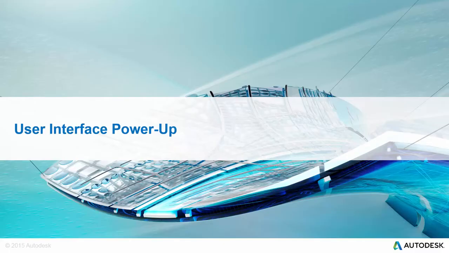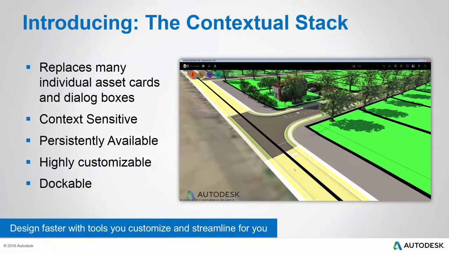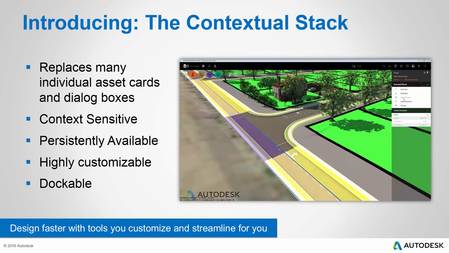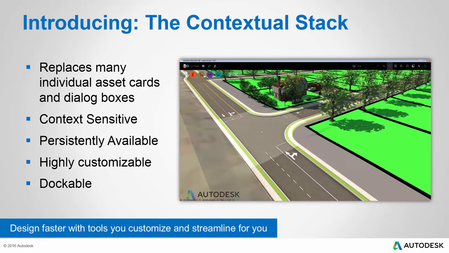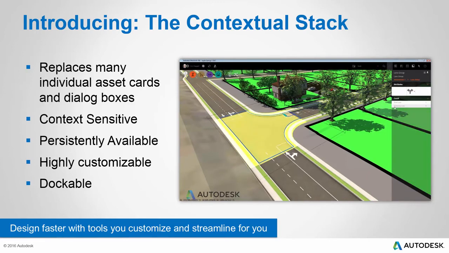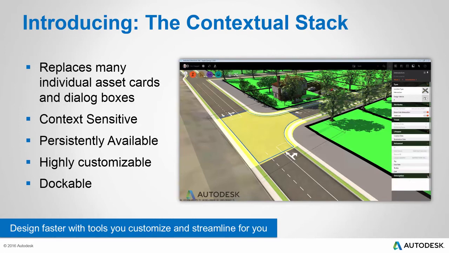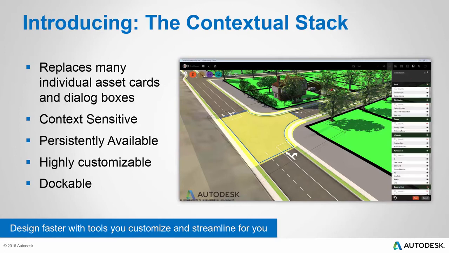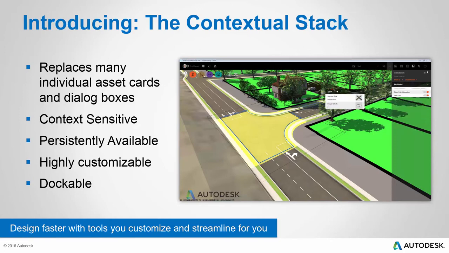Next, let's talk about our user interface power-up. The reason I'm calling this a power-up is because this is a major change to the user interface, introducing the contextual stack. The contextual stack appears on the right side of your screen by default. You can move it wherever you like, and it replaces many of the individual asset cards and dialog boxes that you have used to modify or look at information for many different parts of your model. So we've combined all that into one user interface component. It's context sensitive, so it responds to what you select in the model. And you can make it persistently available so that you're not constantly opening and closing dialog boxes and asset cards.